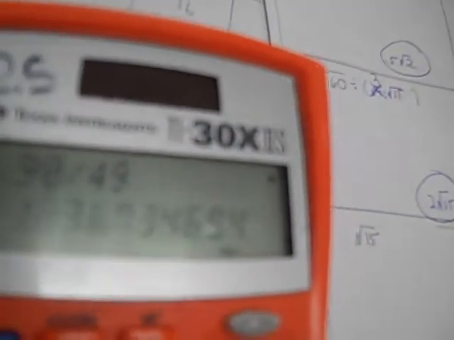Okay. Divided by 64. 90 divided by 64. Decimal. Decimal. Decimal. Decimal. Okay, 9 and 10. 9 first, 10 second. Square root of 9 is 3. So 3 square root 10. Okay.